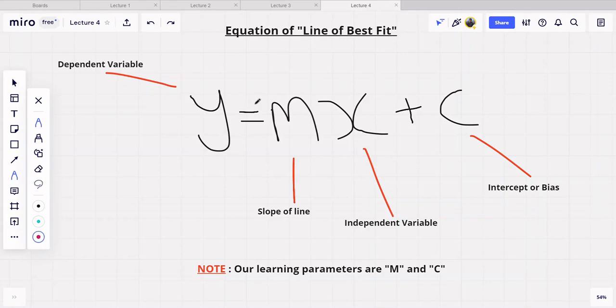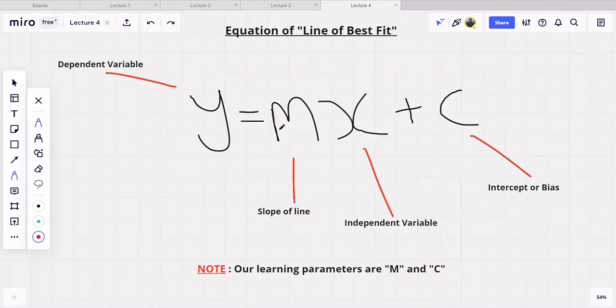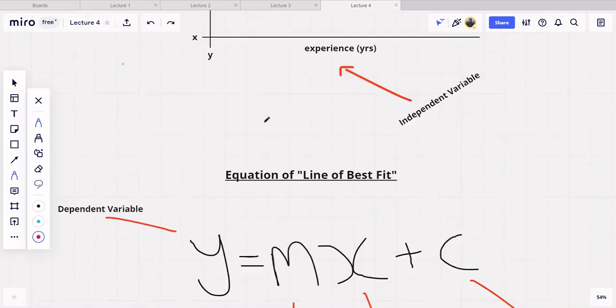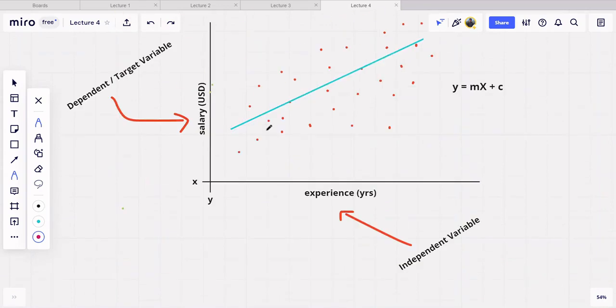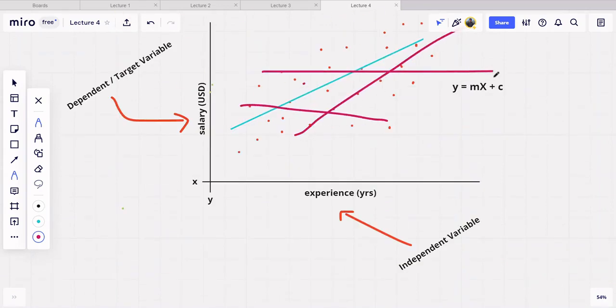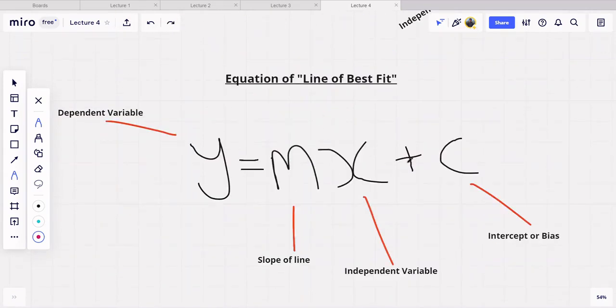The only two things that are remaining are the slope, which is m, and the intercept, which is c. These two things, m and c, are our parameters. Because if we draw multiple lines here, the only thing that is changing is the slope and the intercept.